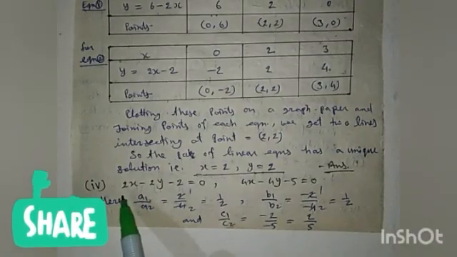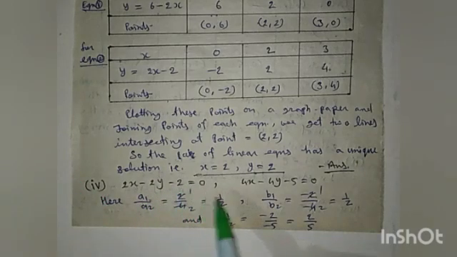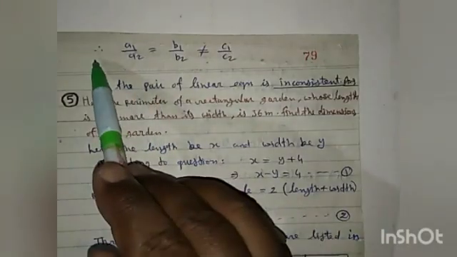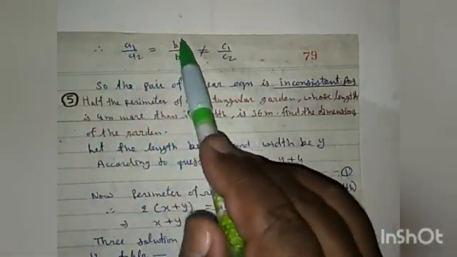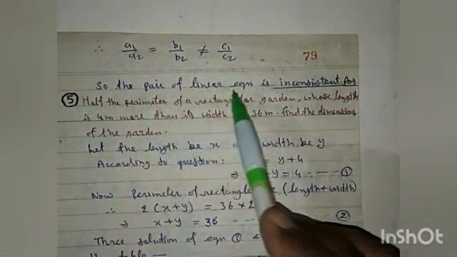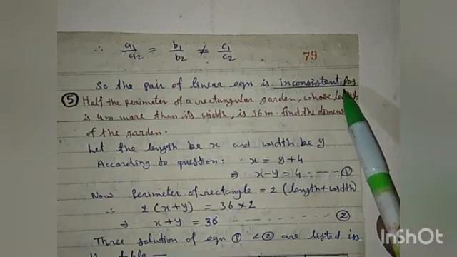Now in the fourth part, the equations are 2x minus 2y minus 2 equal to 0 and 4x minus 4y minus 5 equal to 0. So here a1 upon a2 equal to 2 upon 4, that is equal to 1 by 2. And b1 upon b2 equal to minus 2 upon minus 4, that is also equal to 1 by 2. And c1 upon c2 equal to minus 2 upon minus 5, that is equal to 2 upon 5. So here a1 upon a2 equal to b1 upon b2 and not equal to c1 upon c2. So the pair of linear equations is inconsistent.